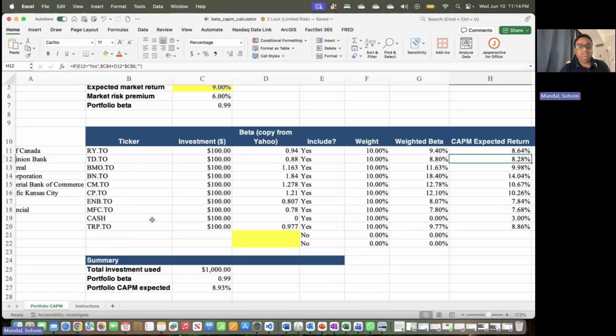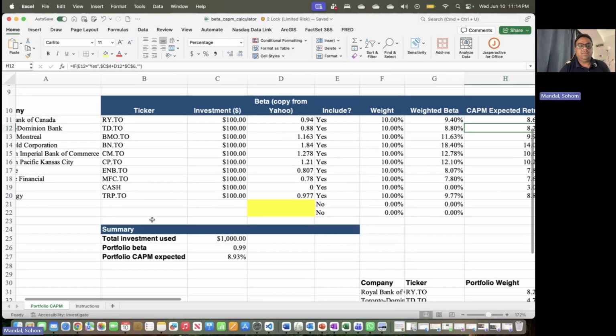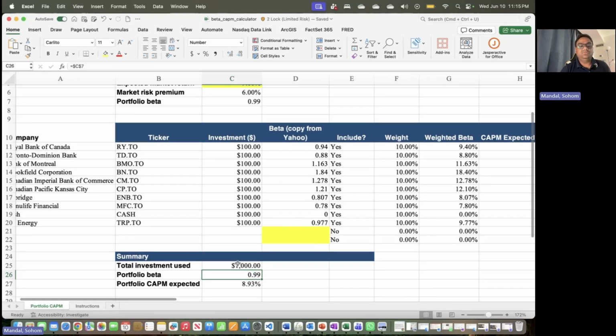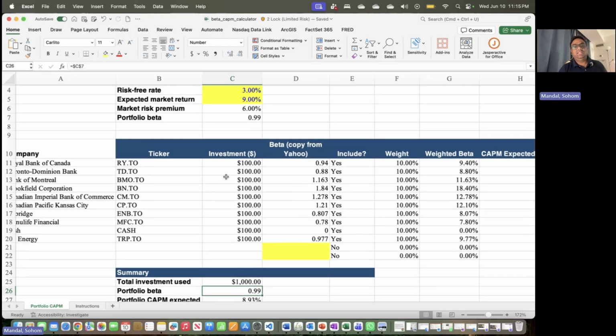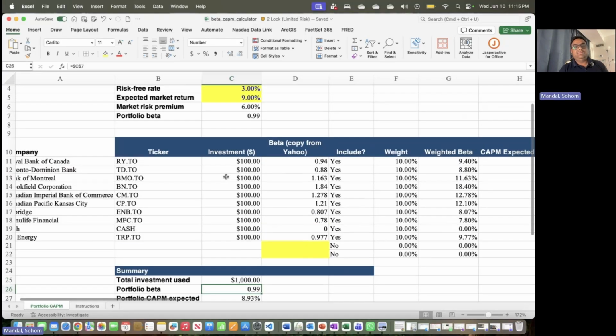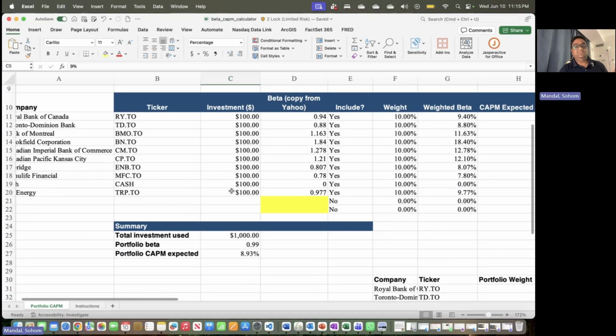So overall, you can see that you have a total investment of $1,000, and your portfolio beta is 0.99. It's very nicely designed: if the market moves $1, you'll be getting $0.99, and your portfolio return is 8.93%. It's almost closer to 1, so you're supposed to get almost the same as how the market moves. If the market moves 9%, you should get really close to that, and 8.9 is almost that.